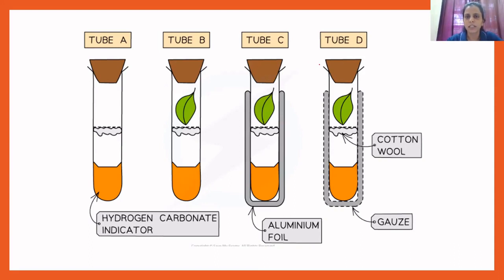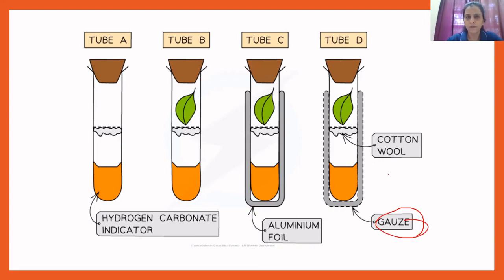In test tubes B, C and D, 1 leaf has been added in each test tube, and then the mouth of the test tube is closed. Test tube C, before placing it in bright sunlight, we have covered entirely with aluminum foil so that no light reaches this leaf. And in the case of test tube D, the entire test tube is covered with wire gauze, which provides partial light to this test tube.